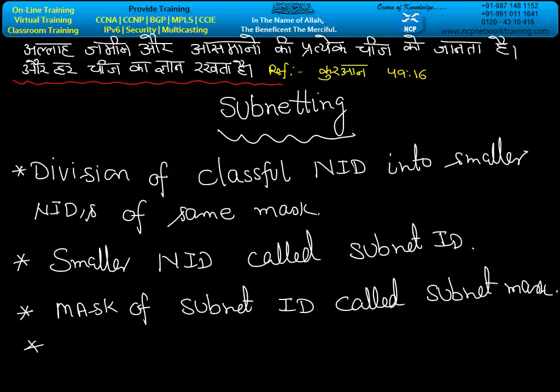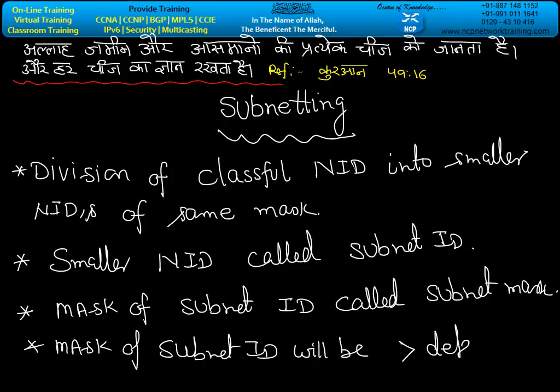Fourth point, the mask of the subnet ID will be greater than the default mask.